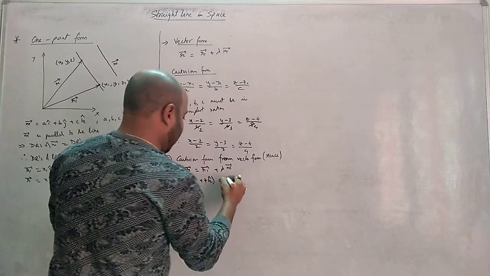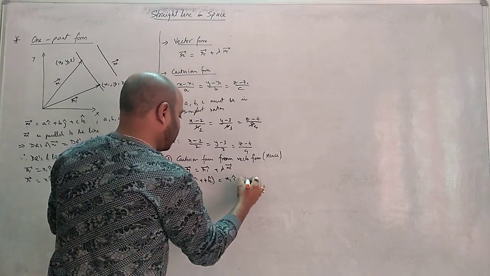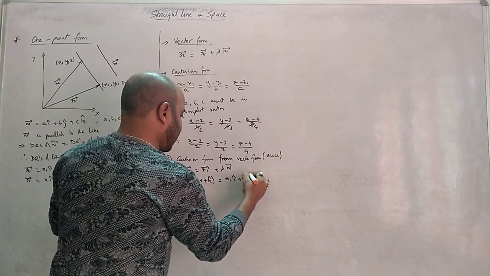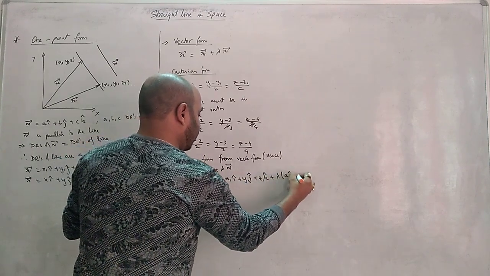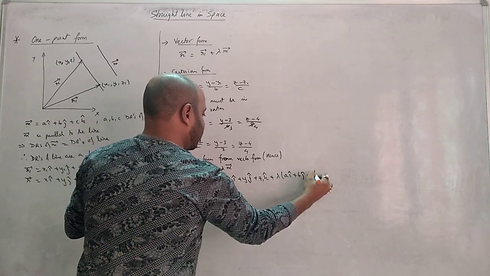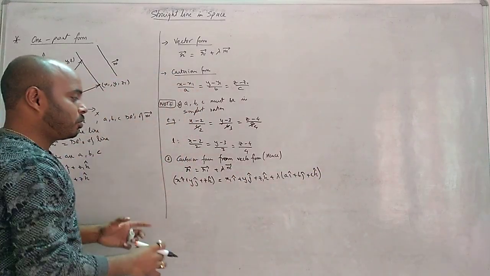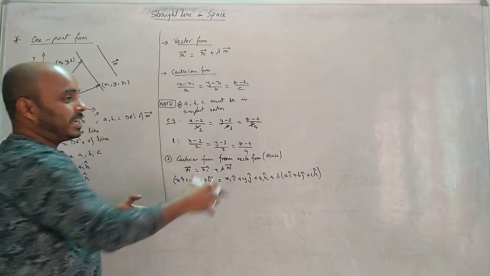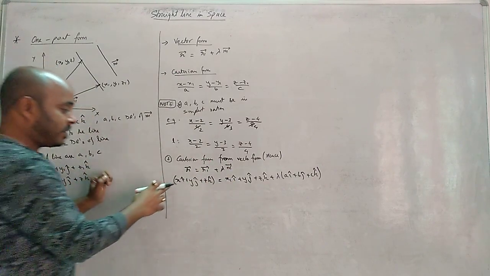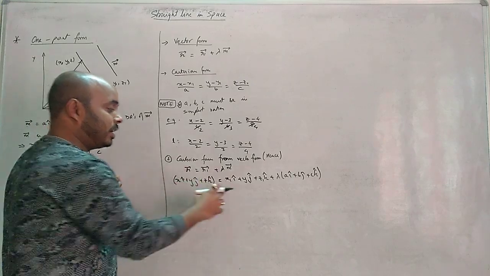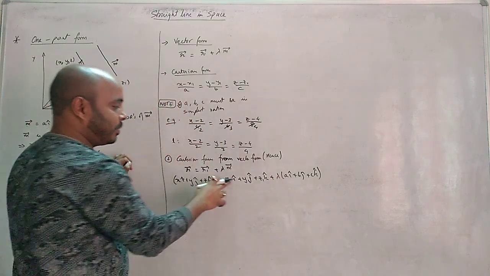Equals to what is R1? x1 i cap, y1 j cap plus z1 k cap plus lambda into a i cap plus b j cap plus c k cap. Now your job is to make both the sides as something i cap, something j cap, something k cap. यहाँ पे something i cap, something j cap, something k cap है. यहाँ भी एक बार ही i cap आना चाहिए, दो बार i cap है.